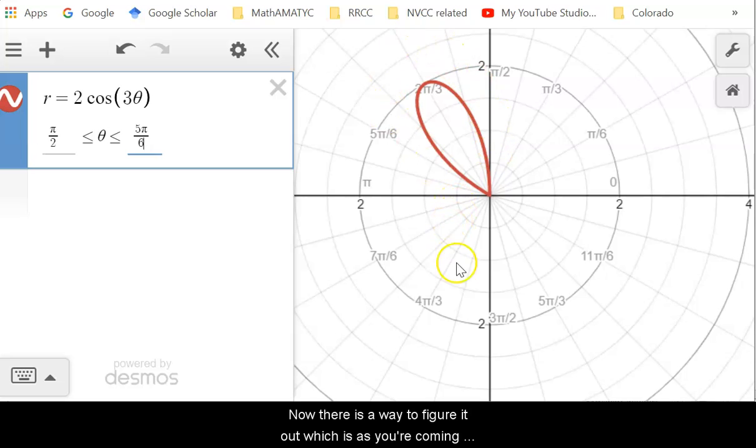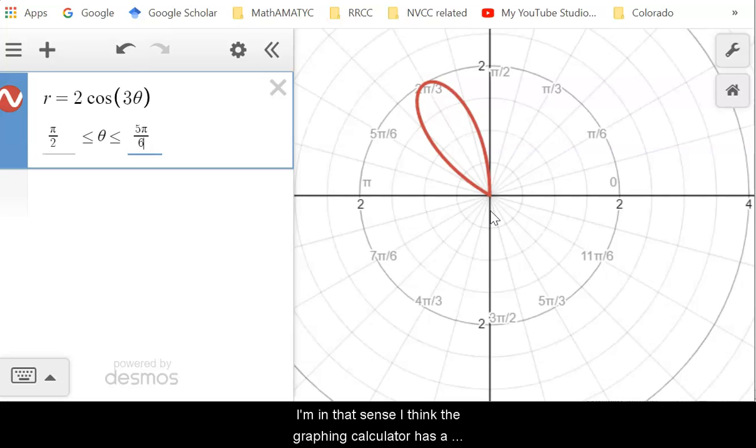So I don't know for sure whether it's going in a clockwise or counterclockwise direction. Now there is a way to figure it out, which is as you're coming up this way, your angle is pi over 2, and as it's rotating around this way, can you see that the tangent line is along the 5 pi over 6? So it is in fact rotating in a counterclockwise direction. But depending on the graph, that can be difficult to figure out.